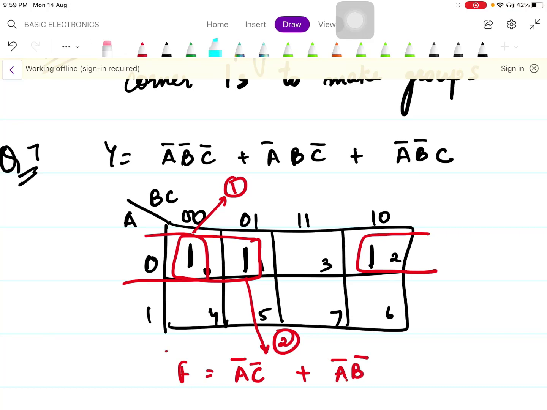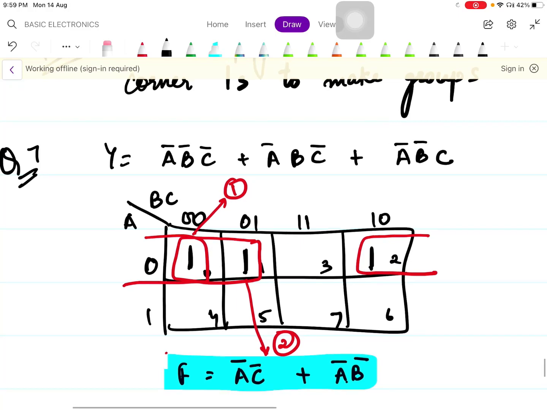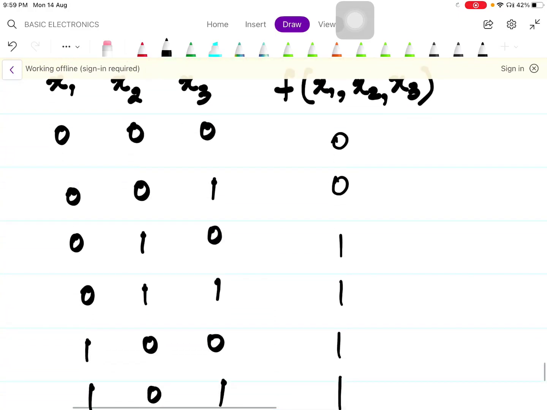So our answer is A bar C bar plus A bar B bar. This is the answer. So this is how we solve various questions of three variable K-map. Let's move on to another one.